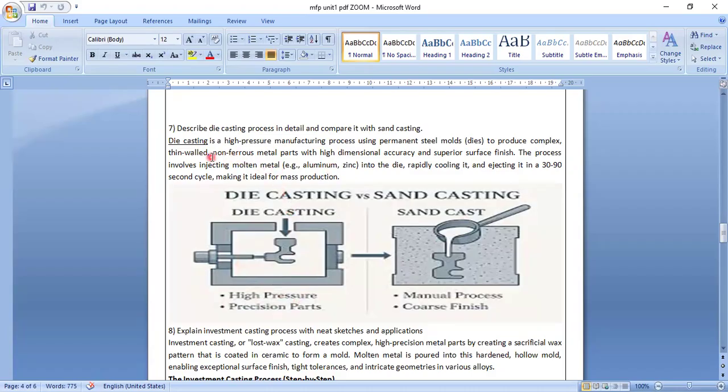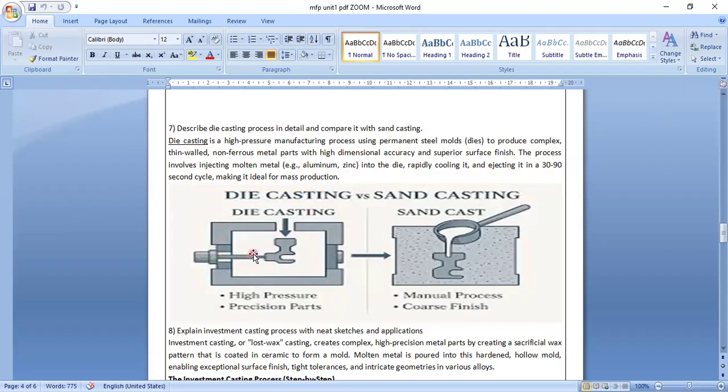So let us take the definition. Die casting is a high pressure manufacturing process using permanent steel molds or dies. So steel molds or dies are used here. No wood, no plastic. Permanent, to produce complex, thin-walled, non-ferrous metal parts. High dimensional accuracy, superior surface finish. You will get a good finish. The process involves injecting molten metal, for example aluminum parts, or you can make zinc parts, into the die, rapidly cooling it and ejecting it in 30 to 90 seconds per cycle, making it ideal for mass production.